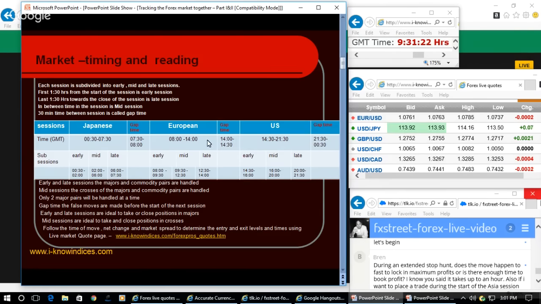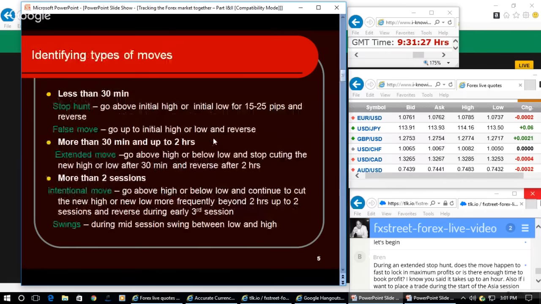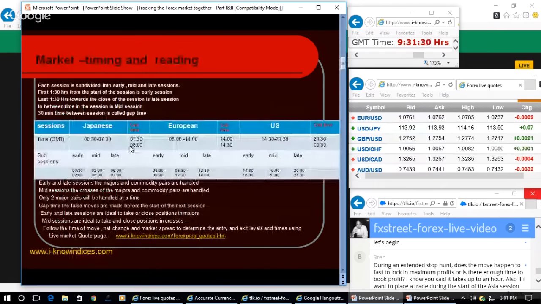Because during such time, the bank bulk orders do not come in, and they refer to it as a gap time. So you find the day is divided into 3 sessions, and in between the sessions there is a gap time, during which the bulk orders from the other banks do not come in, and the players make use of it for making the stop hits or the false move.